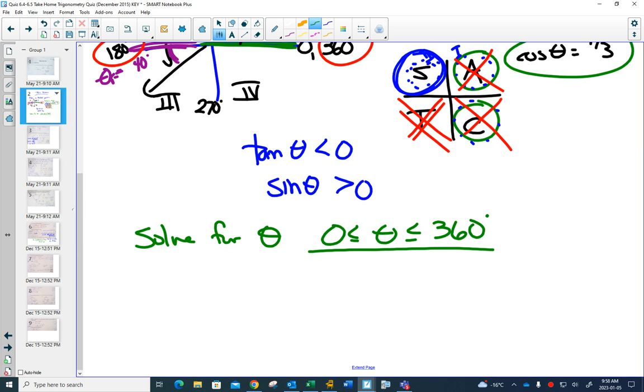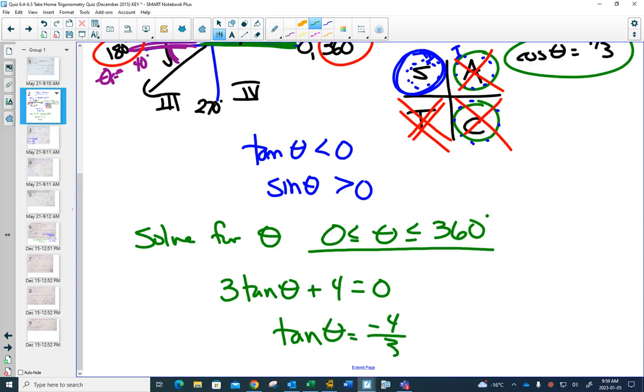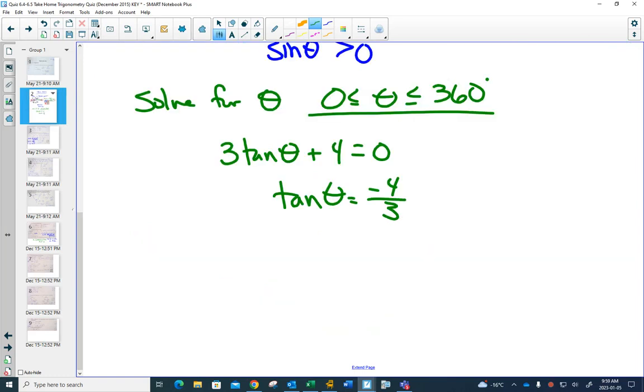And if I had a question like 3 tan theta plus 4 equals 0, I could solve this by first getting tan by itself. I can subtract 4 on both sides and then divide by 3. I'll do that all in one step. And I get tan of theta equals negative 4 over 3.